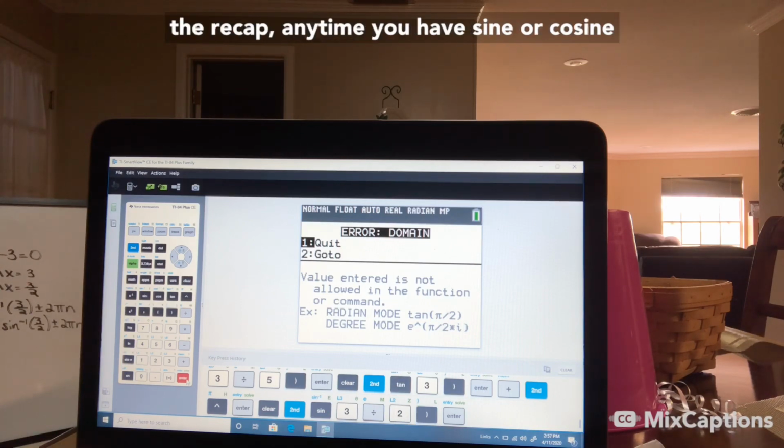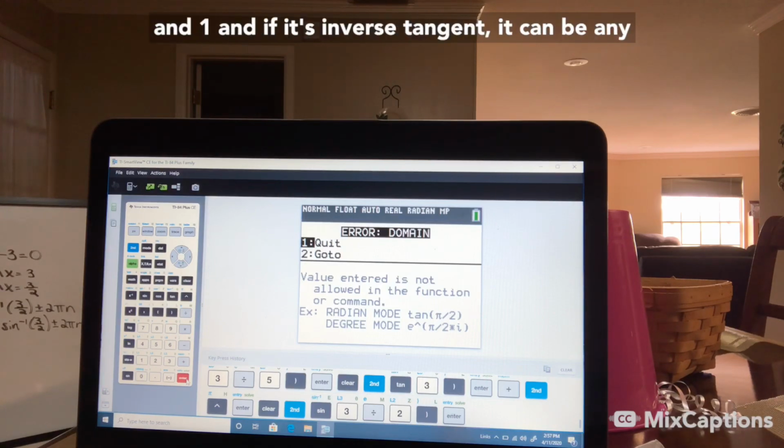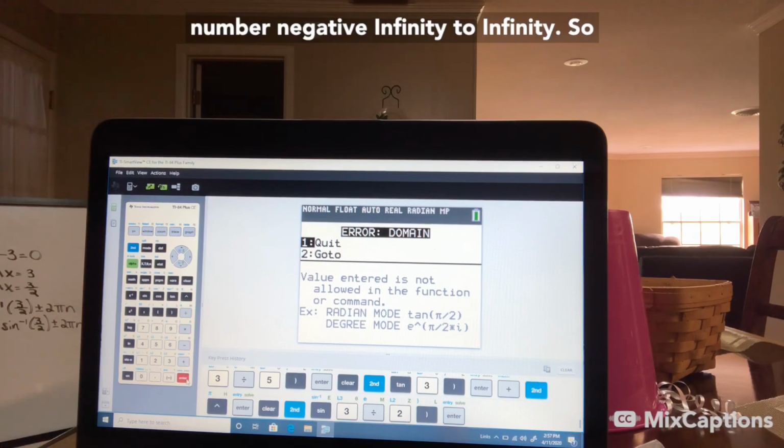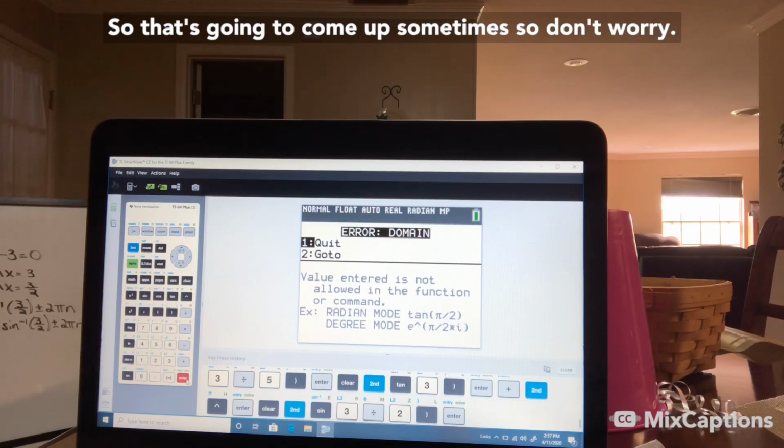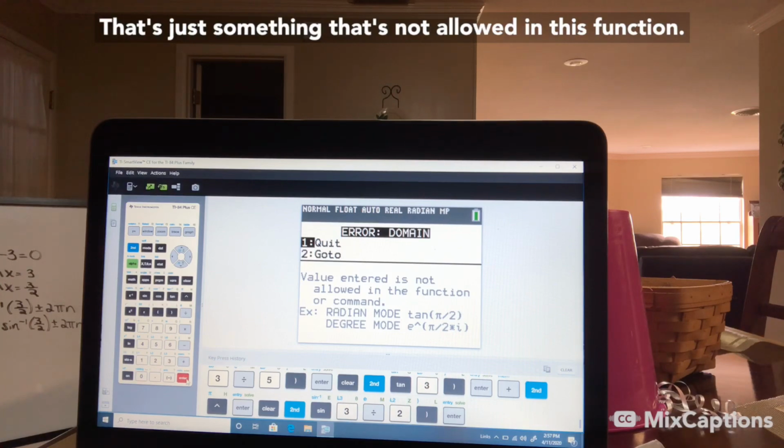So if the number you're using doesn't match the domain or range, then you'll get error messages. So here's the recap. Anytime you have sine or cosine and you're doing inverses, the number that you're using has to fall between -1 and 1. And if it's inverse tangent, it can be any number, -infinity to infinity. So because our number 3/2 is more than 1, that's why you're getting this error message. So that's going to come up sometimes, so don't worry, that's just something that's not allowed in this function.